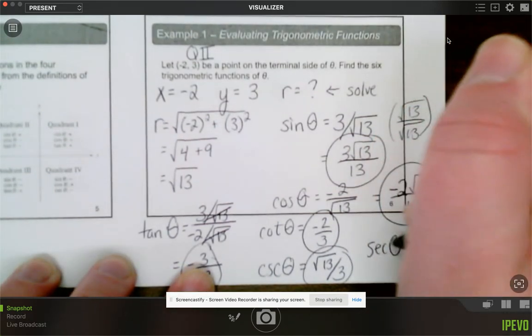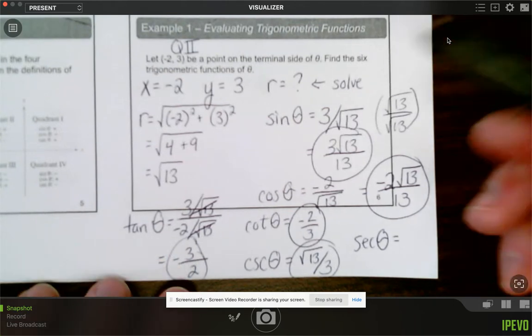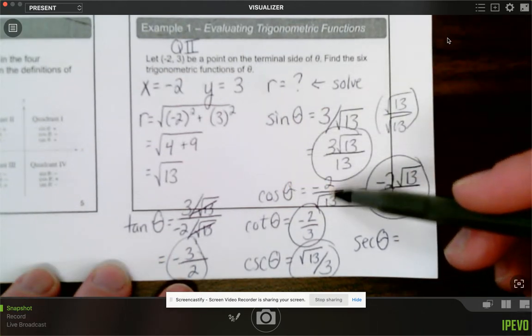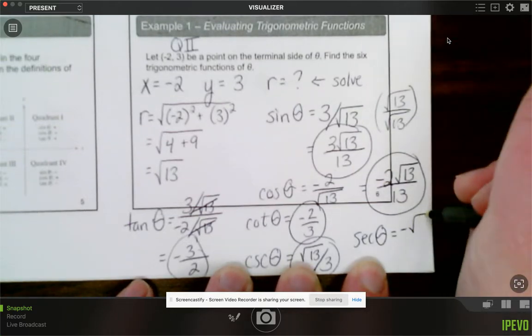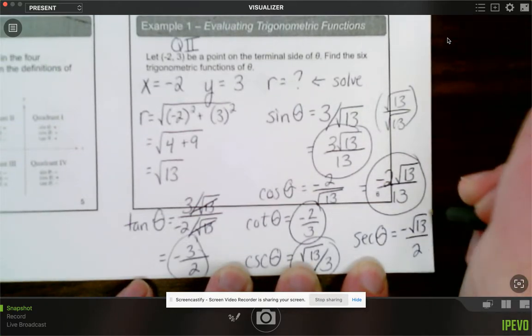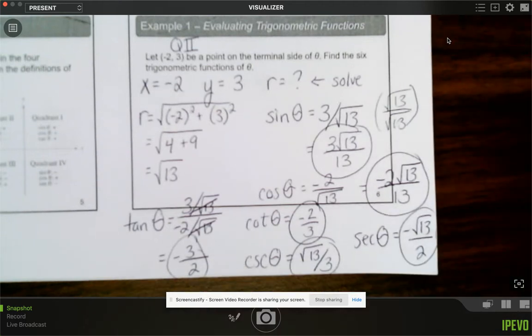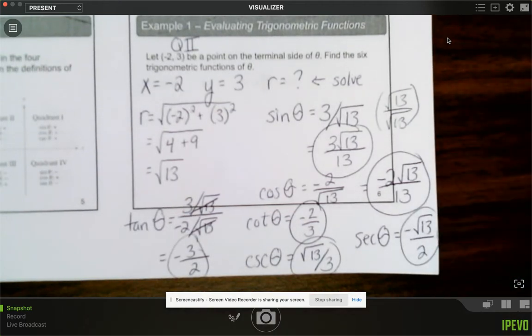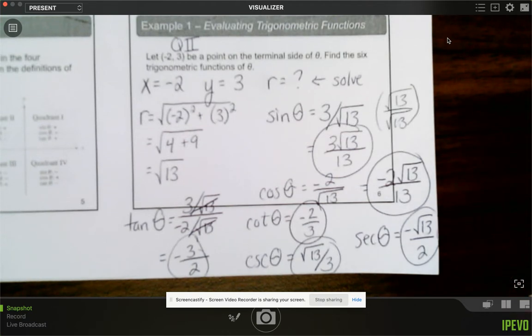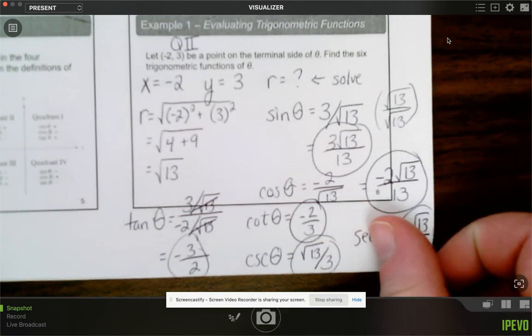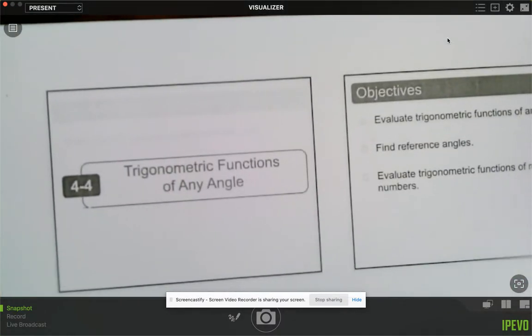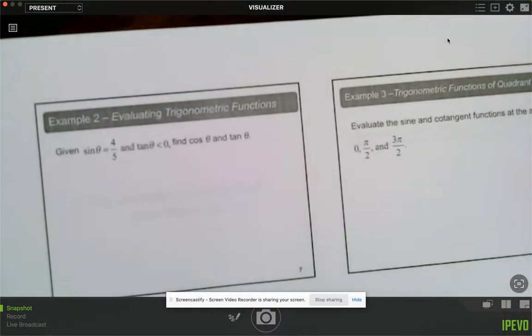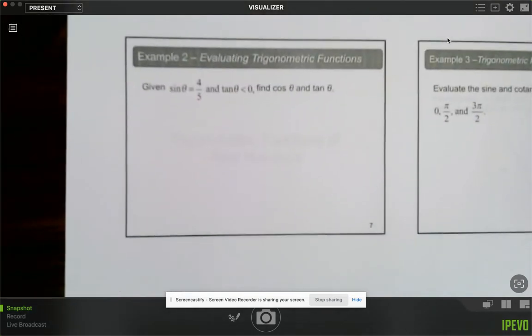And secant is the reciprocal of cosine. So I come back up here to the original part before I rationalize, and I flip it, negative square root of 13 over 2. And that is in simplest form. I don't need to rationalize it because the root is in the numerator. So that's the first example in section 4.4. Okay, we're going to do other examples that are similar to your notes or to your homework here.